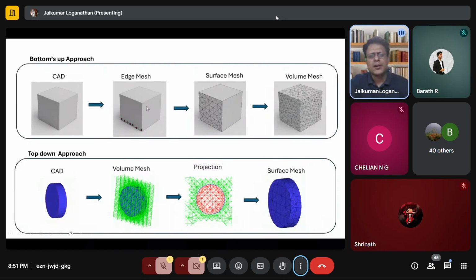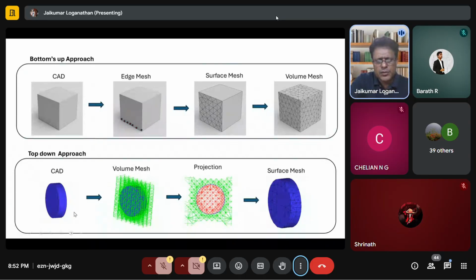So let's look at a typical scenario. In the bottoms up approach, let us say you want to mesh this cube. You will start with meshing the edges first. You will discretize this edge into smaller elements, and from this edge you will create the surface mesh. Like that, you will mesh the surface, and once you have meshed all the surface, from there you will create the volume mesh. Okay, the internal portion is also meshed and you get the volume mesh. That is the bottoms up approach.